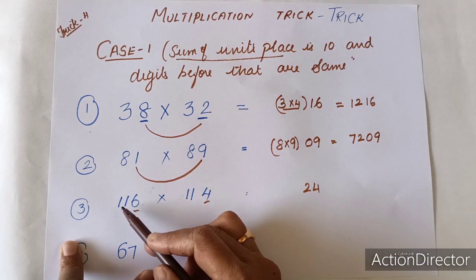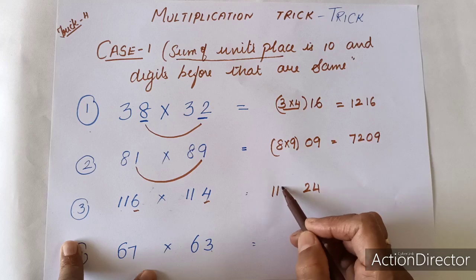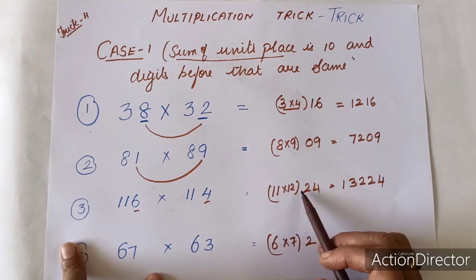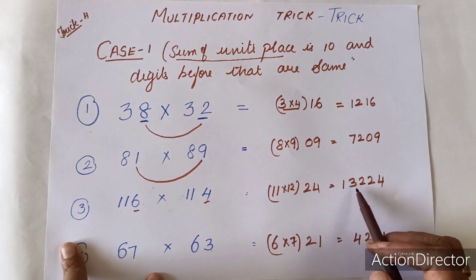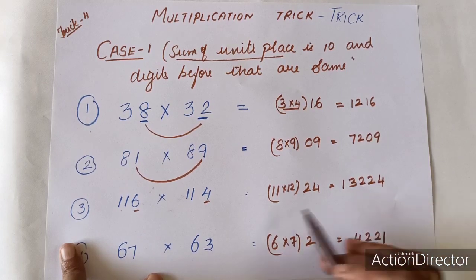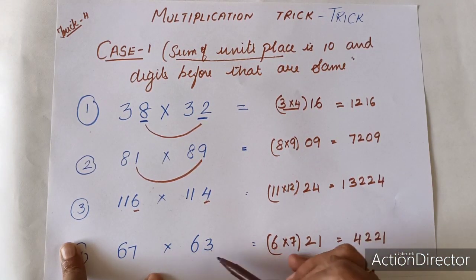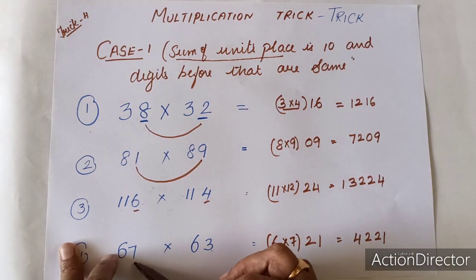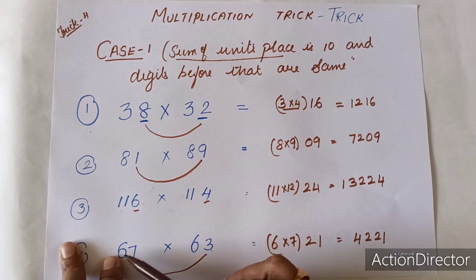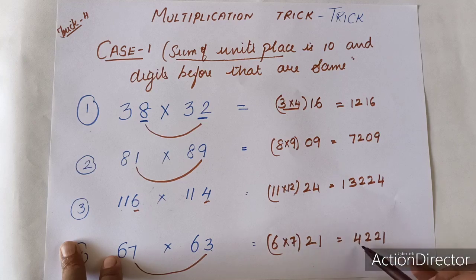Third one, 6 4s are 24. Next, 11 multiplied by 12. So 11 multiplied by 12 is 132. So my answer is 13224. Moving on to the next one. Next number, 67 into 63. 7 3s are 21 and 6 into 7 is 42. So my answer is 4221.